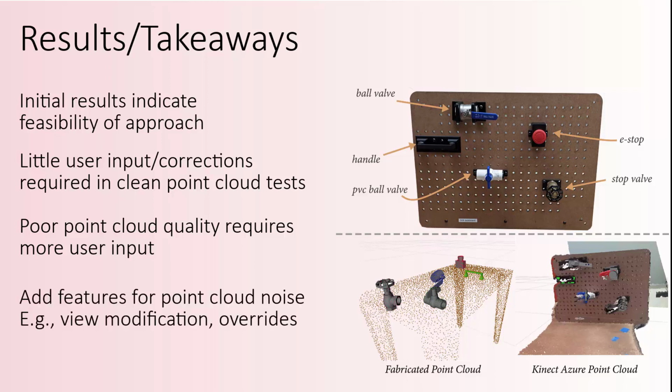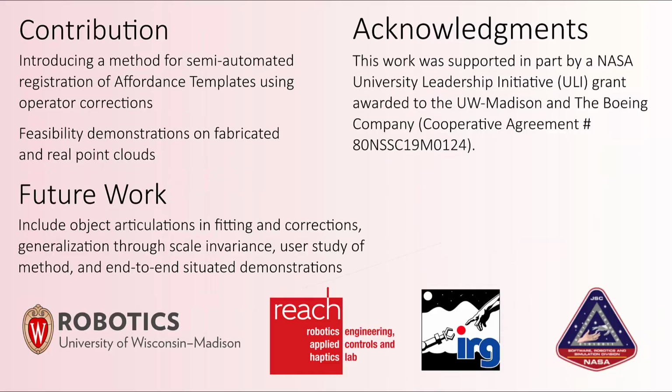We also believe that it may be highly valuable to add operator controls to select new point cloud images when the view is insufficient for recognition, and to add user overrides to the automated refitting when the image quality is poor. In summary, we presented a method for human-in-the-loop corrections for affordance template registration. We demonstrated the initial feasibility of our method through tests with fabricated and real point cloud data.